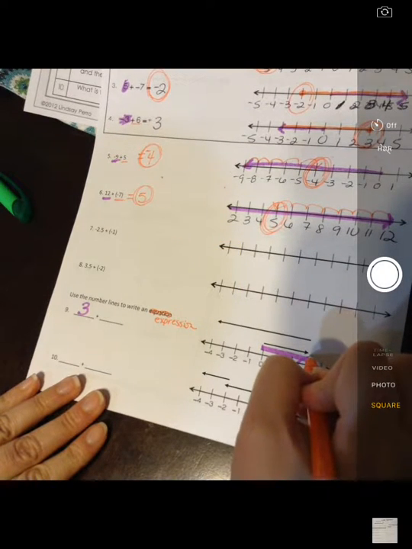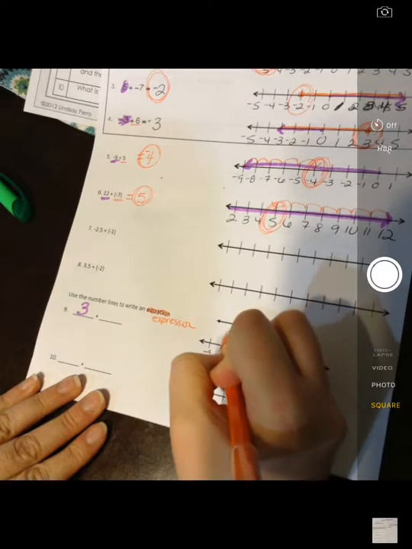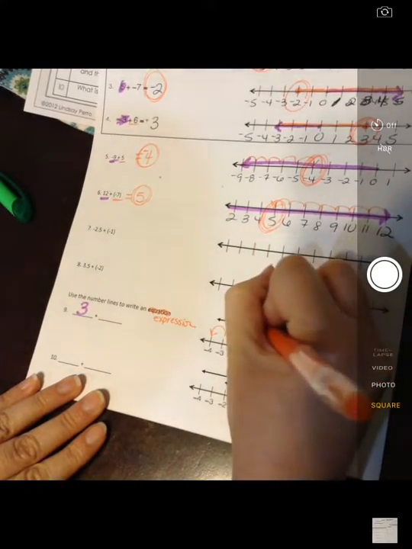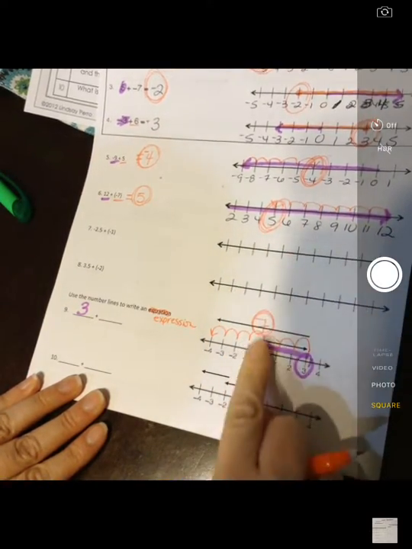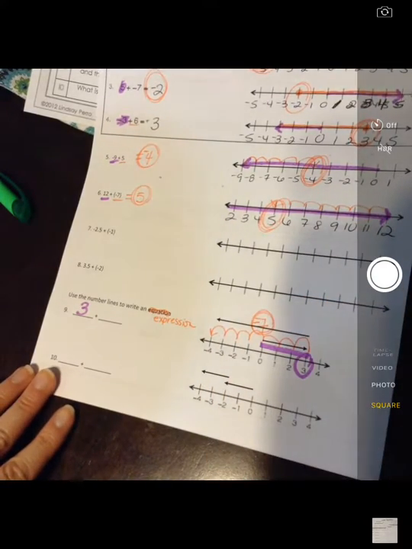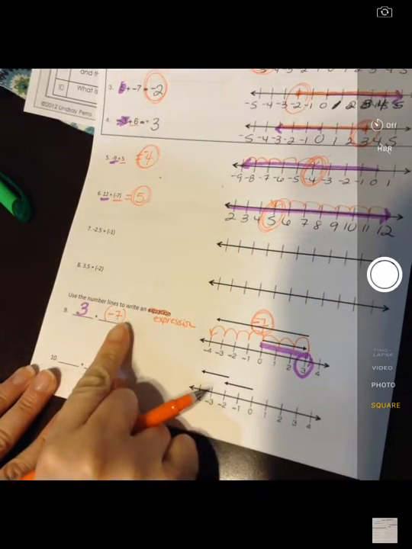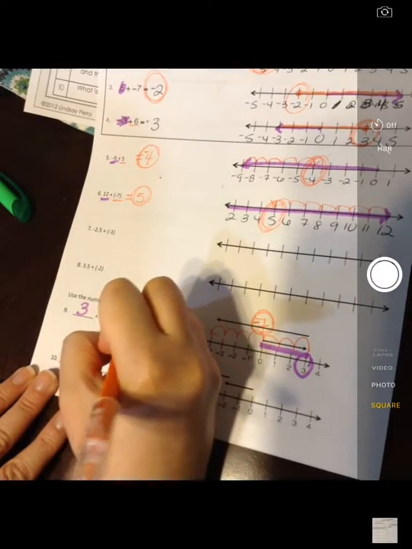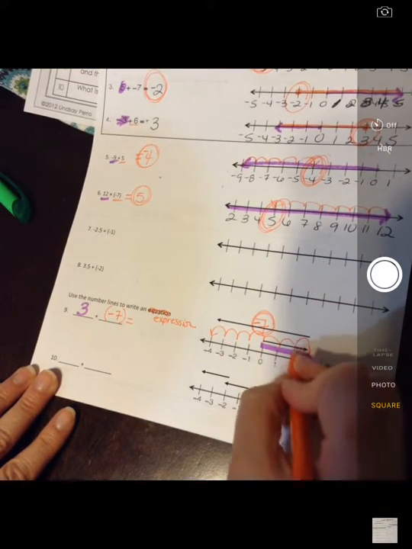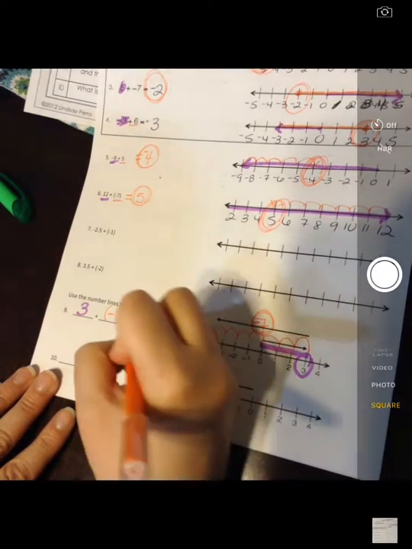From the 3, it's going back 1, 2, 3, 4, 5, 6, 7. So this line up top represents 7, and since it's going to the left, it represents a -7. So we're going to put a -7. Our solution is where this orange line ended up, which was -4.